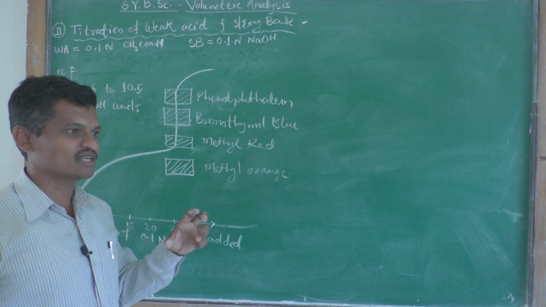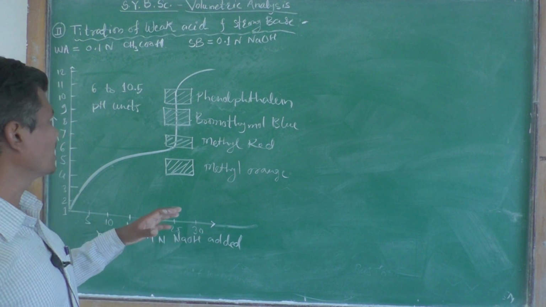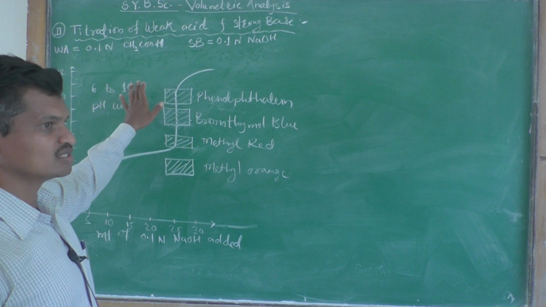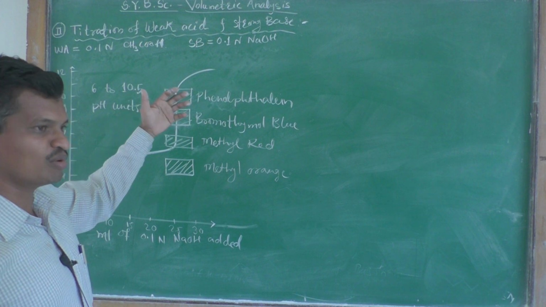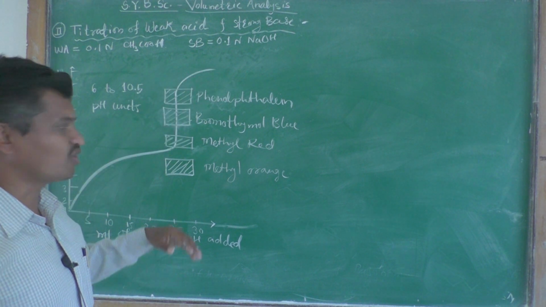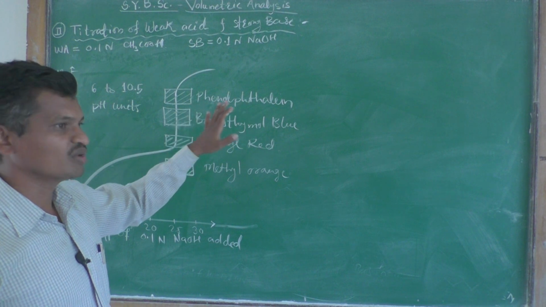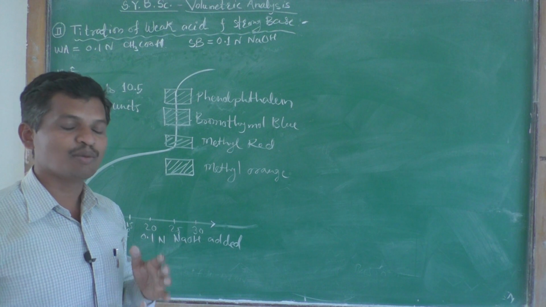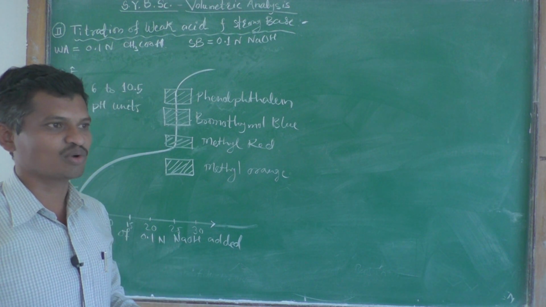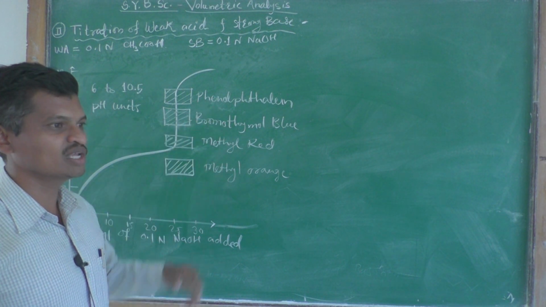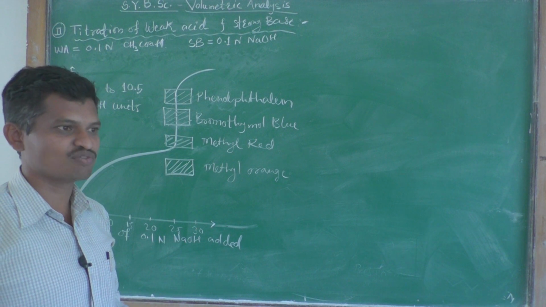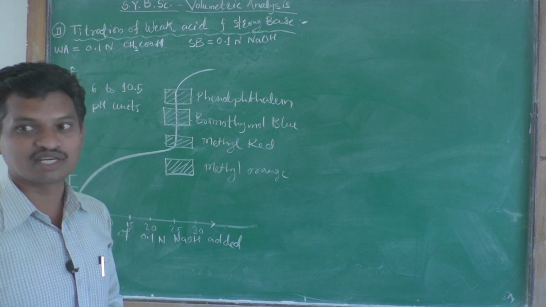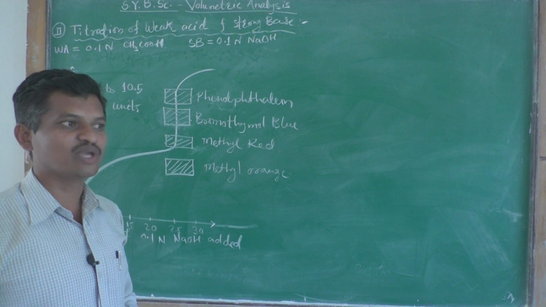But as the equivalence point of this titration lies near to this, around about 10.5, phenolphthalein, which has a transition range in this range, is used as the best indicator for this titration. No doubt both can be used, but phenolphthalein gives us accurate results. So phenolphthalein can be considered the best indicator for this titration of weak acid and strong base.